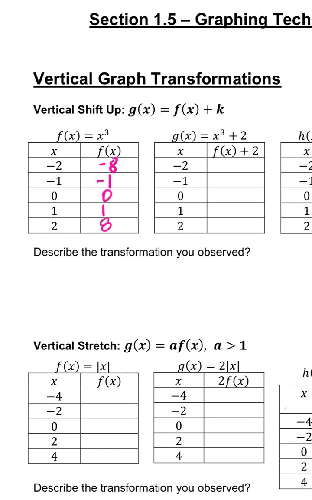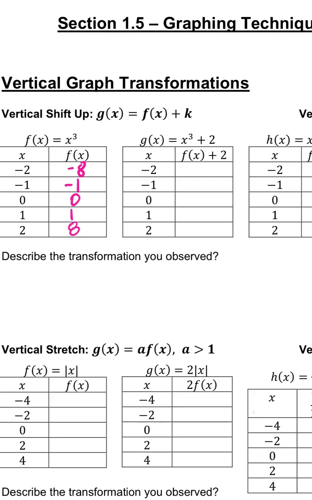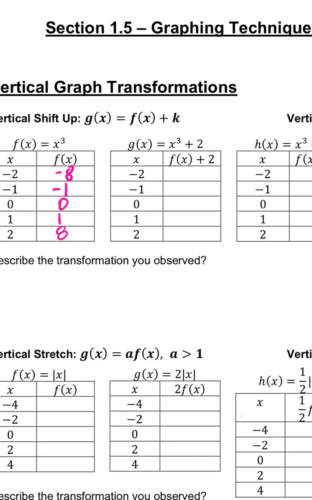2 cubed is 8. All right, so now, if I were to shift this plus k, or plus 2 units, this is going to be going up. So I'm going to take the x cubed that I just found, and I'm going to add 2 to all of my numbers. So negative 8 plus 2 is negative 6. Negative 1 plus 2 is 1. 0 plus 2 is 2. 1 plus 2 is 3. And 8 plus 2 is 10.